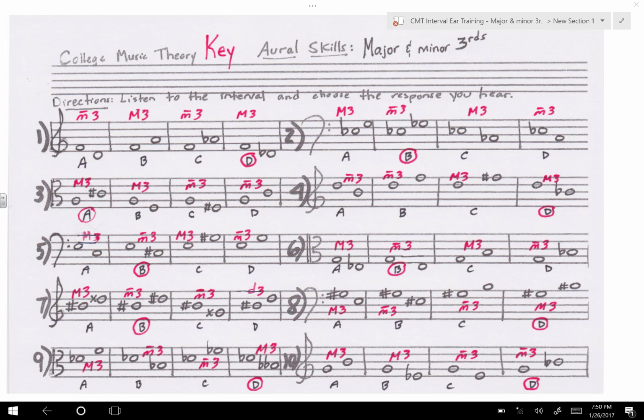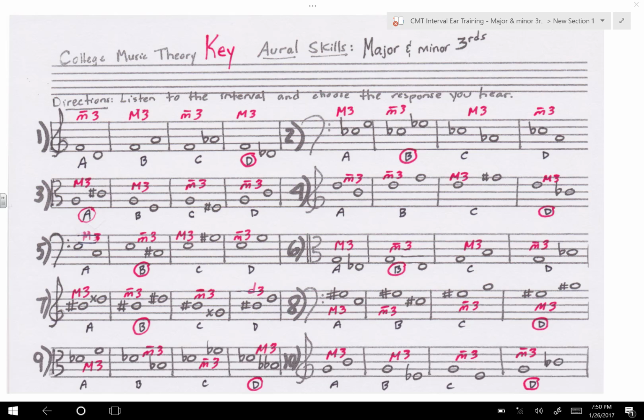Let's move on to question number 8. The correct response was choice D, a major third ascending. Hopefully you ruled out A and B because those were melodic descending intervals. The next best response would have been C because that is an ascending melodic interval of a minor third.